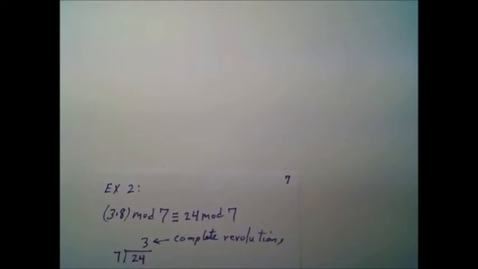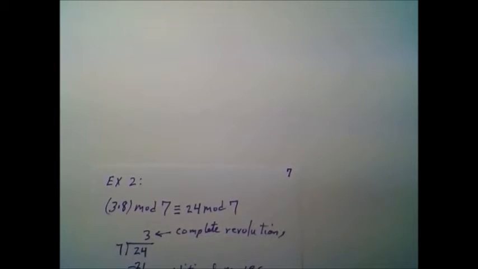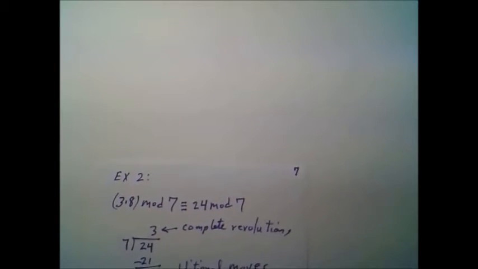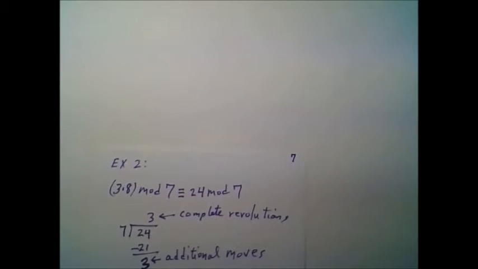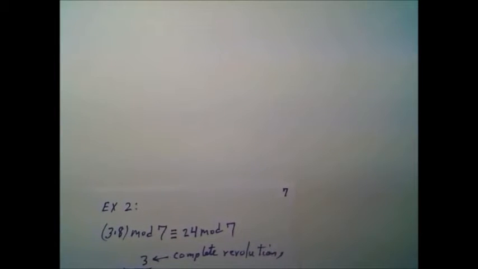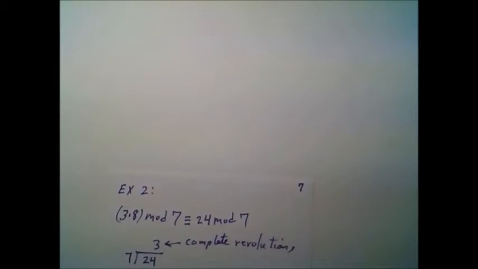If you said 3, you're correct. The remainder will be 3. So here you can see what I did to get the number of complete revolutions. Once again, we're working with mod 7, so I had to divide 7 into 24. And 7 goes into 24 3 times. So that means we will have three complete revolutions.